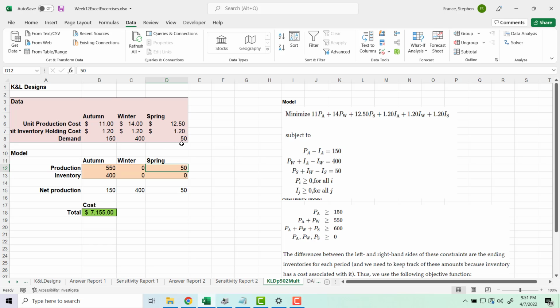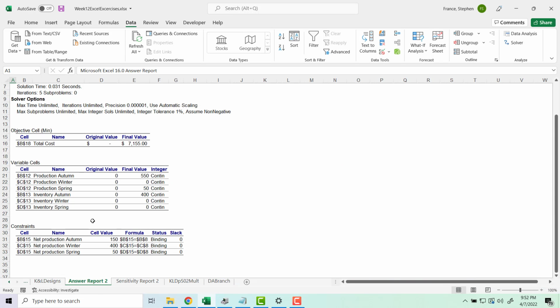And we could have produced the spring in the autumn as well, but then we'd have paid 2 different inventory holding costs, and $11 plus $2.40 is greater than the $12.50 to produce in the spring. So that's relatively intuitive, and our optimal is 7,155. And let's look at our reports. The answer report is pretty obvious. We have the total cost.